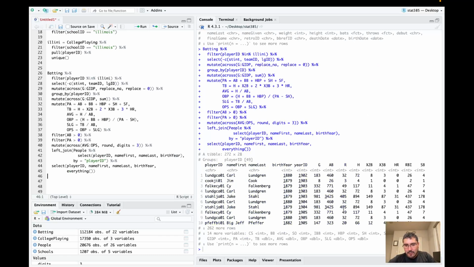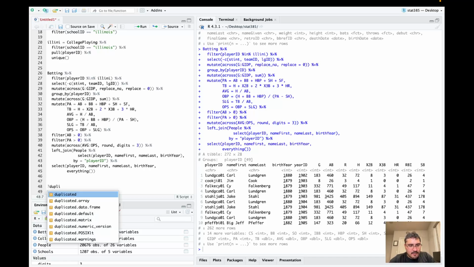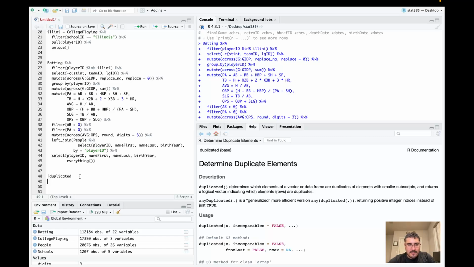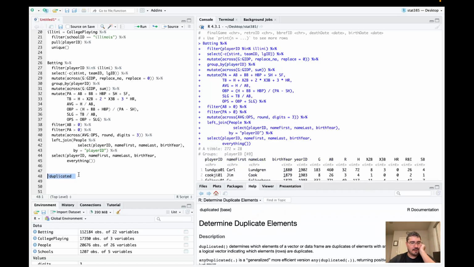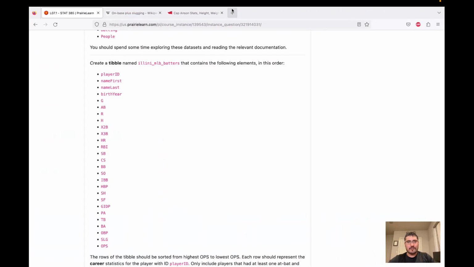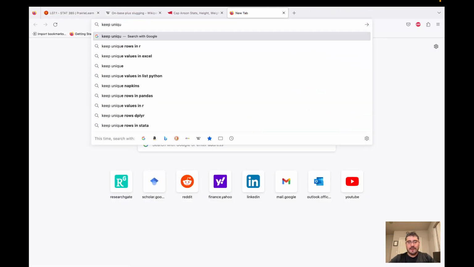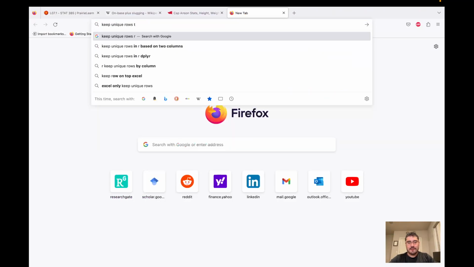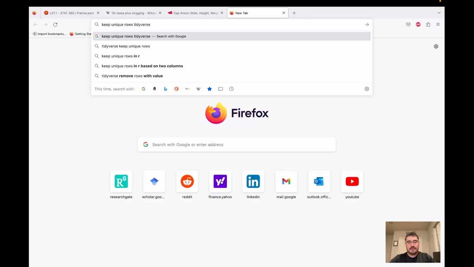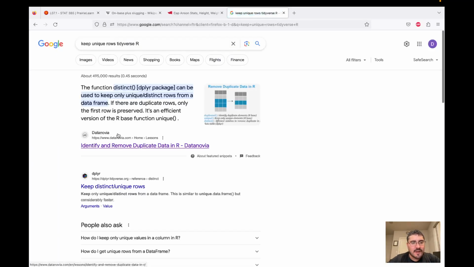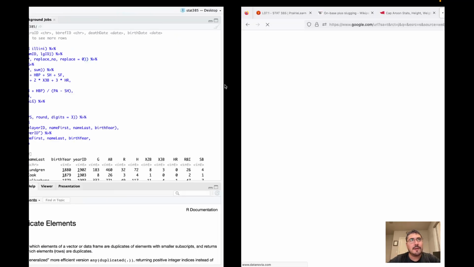Okay, so I got everything I want. And I want to do, you know what? This is going to really bother me with these duplicates. Duplicated. What's the command? Keep unique rows, tidyverse. Distinct. Got it. Is that what I want? Yeah, that's probably what I want.